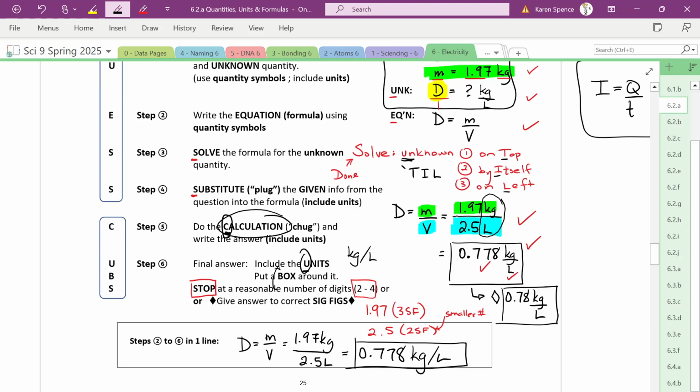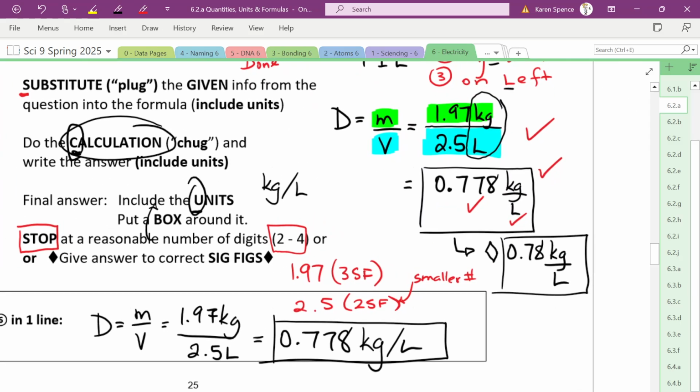And you see how now it doesn't look like it's quite so much work, right? If you do it all kind of in one line, it's totally fine to do that, okay?